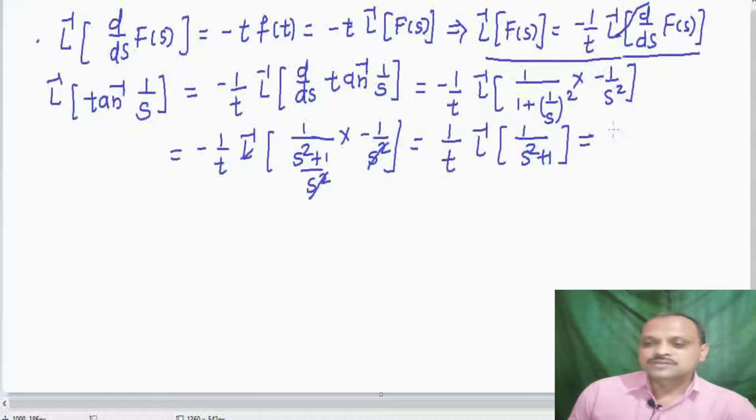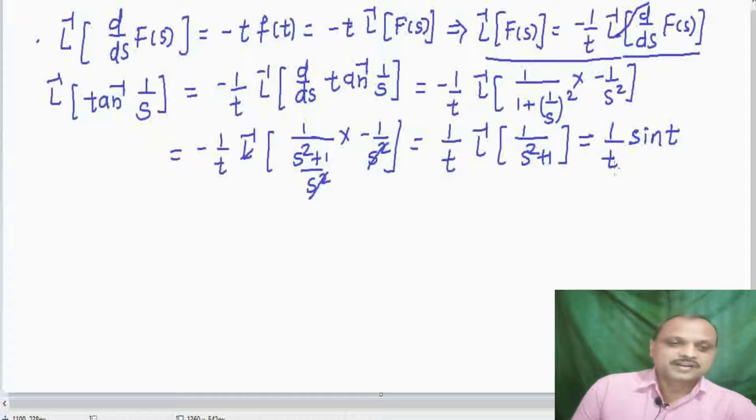So this is 1 divided by t, and this is a standard formula of sine of t, and we get a simple answer: Laplace inverse of tan inverse of 1 by s is equal to sine t divided by t. This is one example. Let us see one more example.